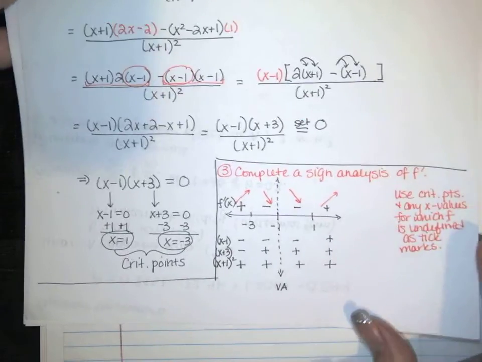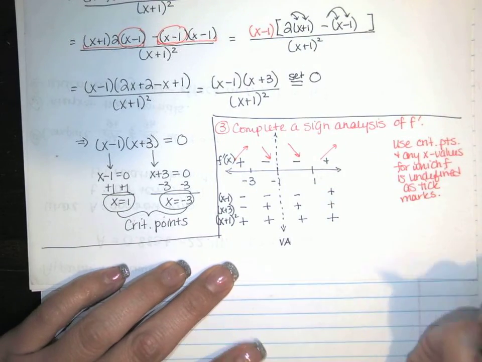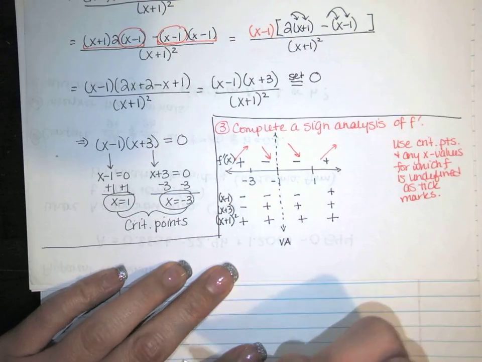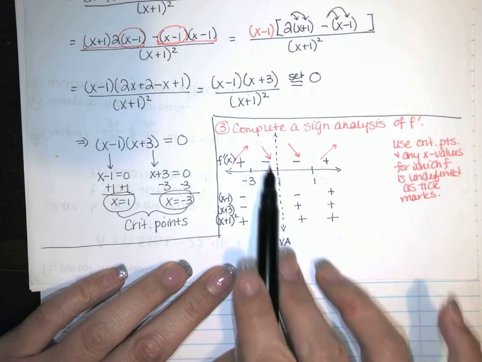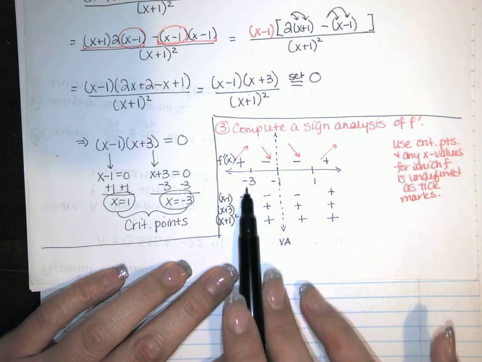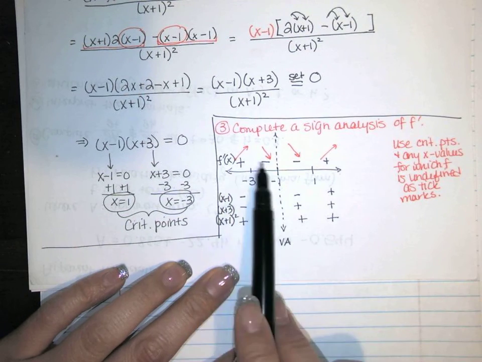So when they ask you to find the intervals where this function is increasing or decreasing, you make your sign chart, you list the factors of f prime, find the sign of each factor on each interval, make sure you include any asymptotes, and then you just multiply those signs together or divide, and that's going to give you the sign of f prime.